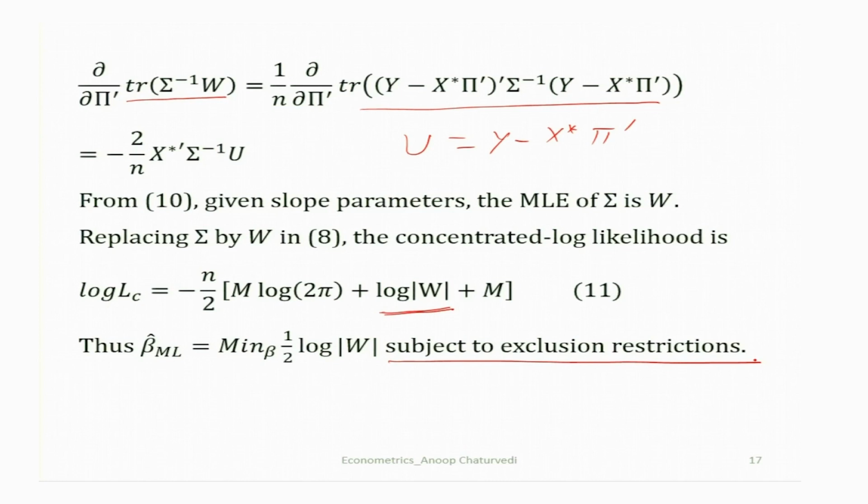As such, it is not possible to find the exact expression for the maximum likelihood estimator beta hat ML, but if we obtain the minimum over beta of 1 upon 2 log of determinant value of W, then it leads to the maximum likelihood estimator, and we minimize it subject to the exclusion restrictions, means subject to the restrictions that sum of the coefficients are equal to 0.